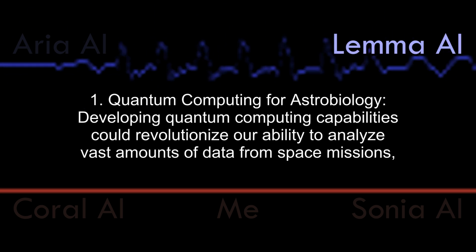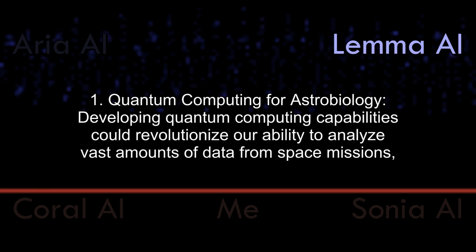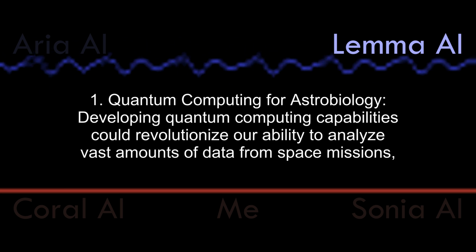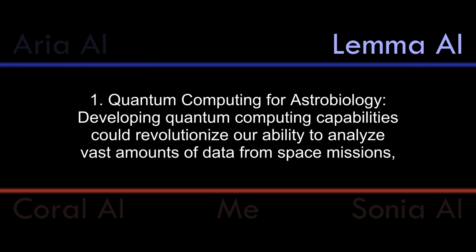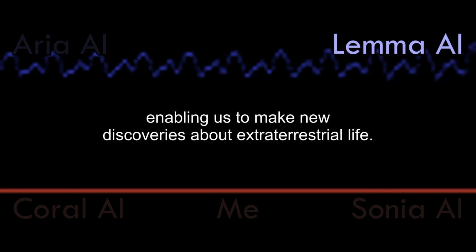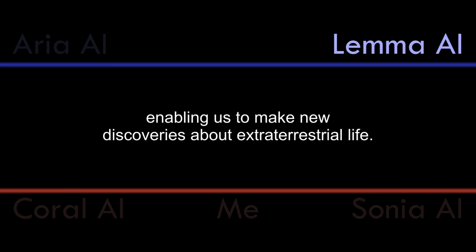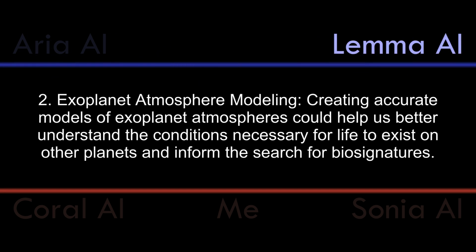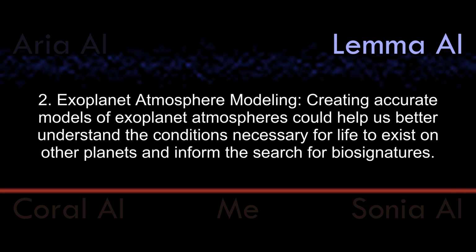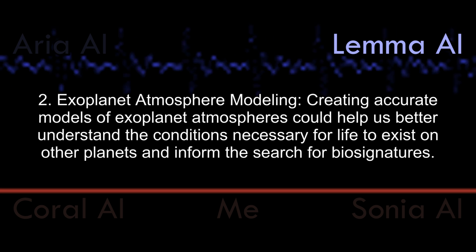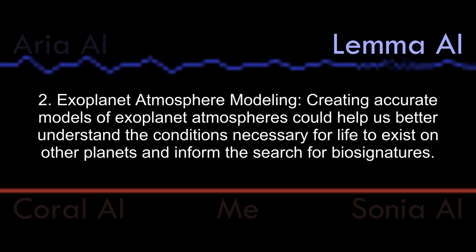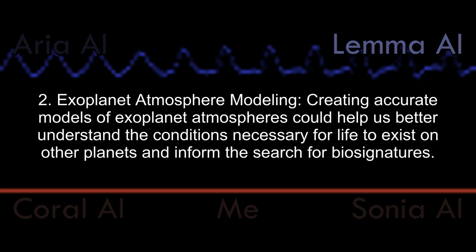1. Quantum computing for astrobiology. Developing quantum computing capabilities could revolutionize our ability to analyze vast amounts of data from space missions, enabling us to make new discoveries about extraterrestrial life. 2. Exoplanet atmosphere modeling. Creating accurate models of exoplanet atmospheres could help us better understand the conditions necessary for life to exist on other planets and inform the search for biosignatures.